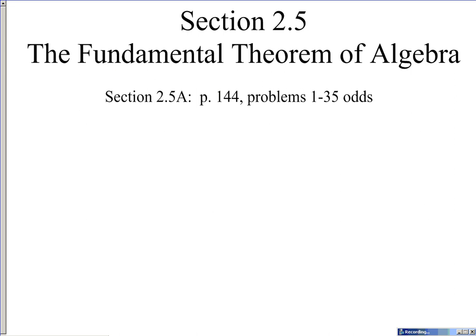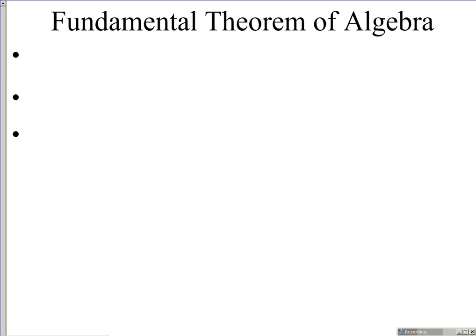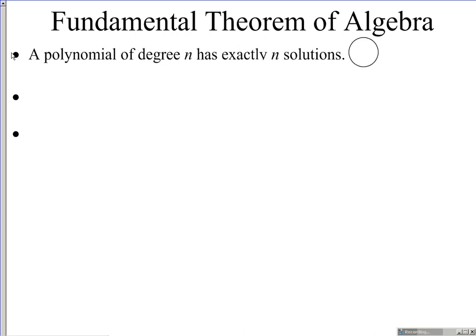Section 2.5a, the fundamental theorem of algebra. The fundamental theorem of algebra we've already really brought up in the previous sections. We know that a polynomial of degree n has exactly n solutions. Up until this point, we have found only real solutions of the polynomial function. Now, because we have worked with imaginary and complex numbers, we can find all solutions.